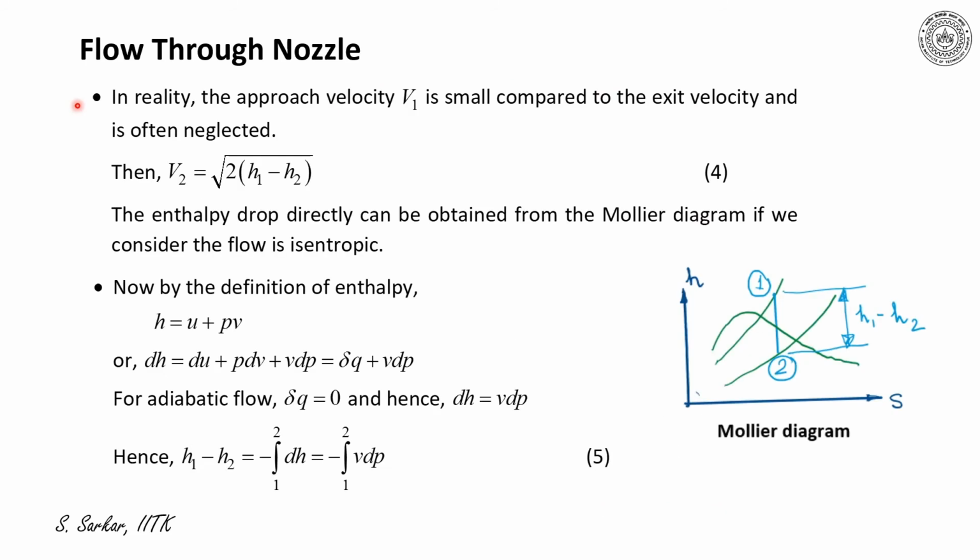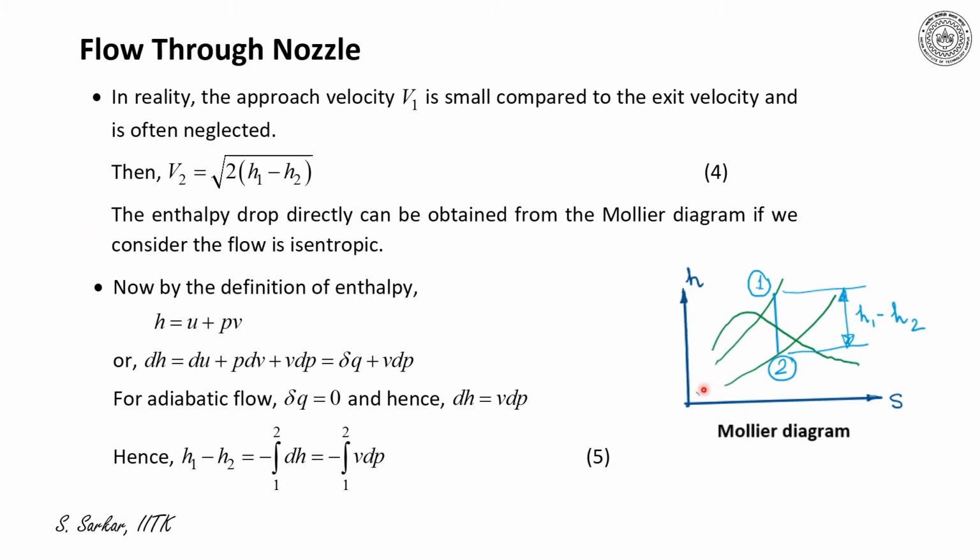In reality, the approach velocity v1 is small compared to the exit velocity of the nozzle and is often neglected. Therefore, v2 can be expressed as root over twice (h1 minus h2), which is equation number 4. The enthalpy drop can be directly obtained from the Mollier diagram if we consider the flow is isentropic.